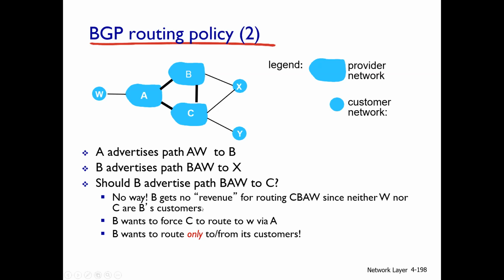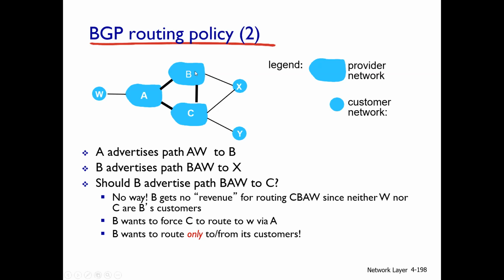And the reason is that B does not get revenue for routing traffic which is CBAW, because W is not its customer. While W is a customer of A, and A gets revenue for that traffic, if traffic destined for W gets routed through C, B, A, B won't get that money. So we would want to force C to route all traffic destined to W through A, okay?